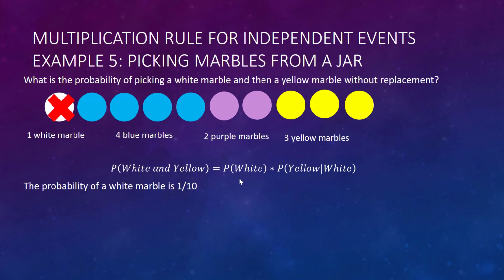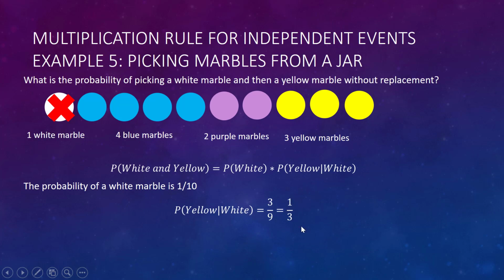Now, once we remove that, how many yellow marbles are left? We didn't remove any yet, so we still have 3 yellow marbles. However, we did change the total number of marbles in the jar. There were 10, now there are 9. So now the probability of picking a yellow marble is 3 out of 9. Again, it's always a good idea to reduce your fraction when you can.